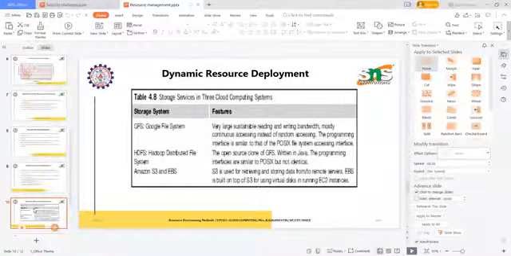Amazon S3 and EBS. S3 is used for retrieving and storing data from and to a remote server. EBS is built on top of S3 for using virtual disks.